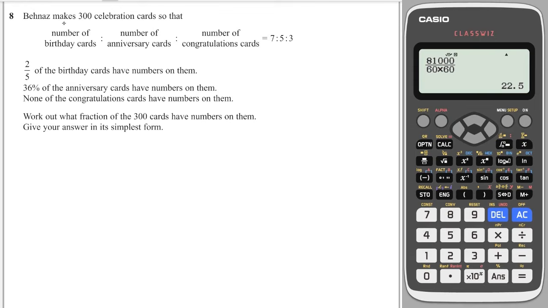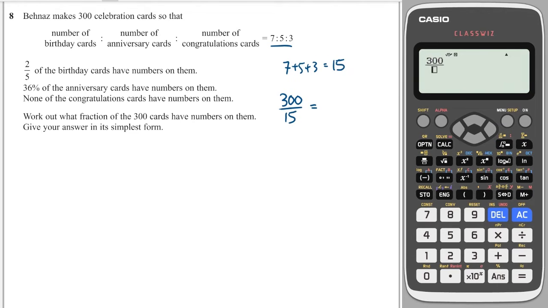Okay, Benaz makes 300 celebration cards. Okie dokie. And these are the ratio in between them. So let's work out how much of each she makes. So the total amount of ratio is 7 plus 5 plus 3, which is 15. And we need to split 300 cards up into 15 pieces.